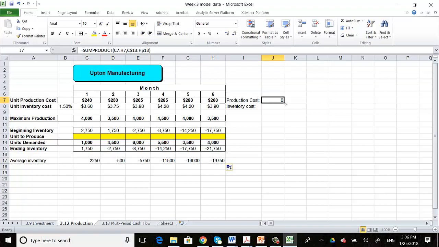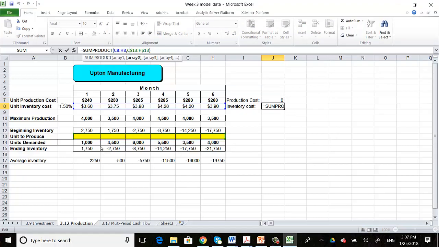Okay, you ready to do the inventory cost? I'm still going to copy this one, but I'm going to manually move this to here so I don't need to type the formula. So the inventory cost is the sum product of the inventory unit cost and the average inventory we just calculated.